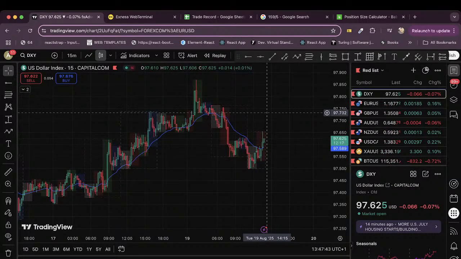What price level are we looking for to categorically say that DXY is bullish? And when I mean DXY, I'm talking of dollar index. DXY is dollar index. So if you want to know the strength of the dollar in the market, what you should be looking at is the DXY. And like I told you guys, if the DXY is going up, expect other pairs to go down. If the DXY is going down, expect other pairs to go up.